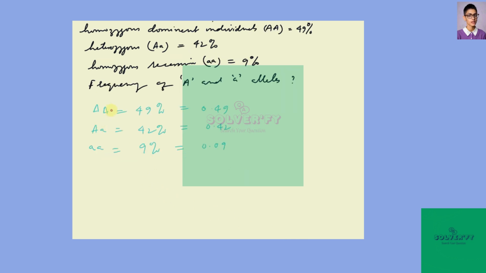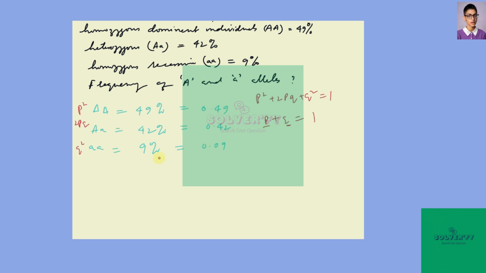As we know, the homozygous dominant individuals are represented as p squared, while homozygous recessive are represented as q squared, and heterozygous are represented as 2pq in the Hardy-Weinberg equation, which says that p squared plus 2pq plus q squared equals 1. Also, p plus q equals 1, while p and q represent the allele frequency of dominant and recessive alleles respectively, while p squared and q squared represent the genotype frequencies of homozygous dominant and homozygous recessive genes.